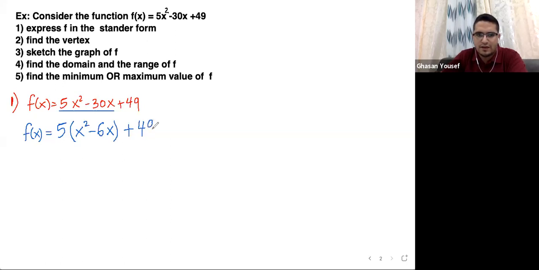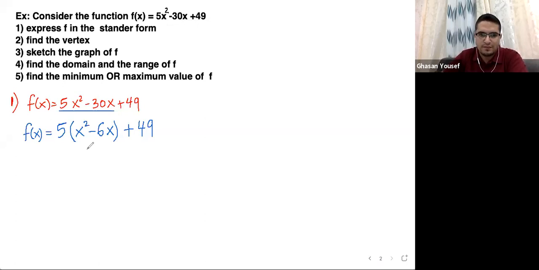So again, we're taking the first two terms and we factor the coefficient of x squared. I need the coefficient of x squared after factoring to equal 1. You see the 1 here, the one is hidden. So again, we have to factor the number in front of x squared. So I get 5, open parentheses, x squared minus 6x, plus 49.